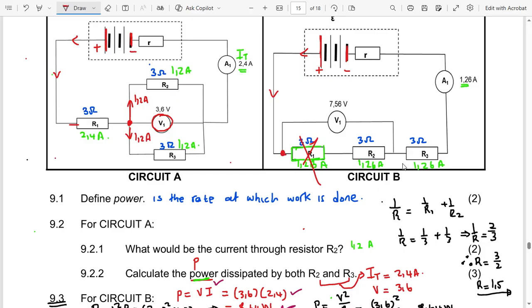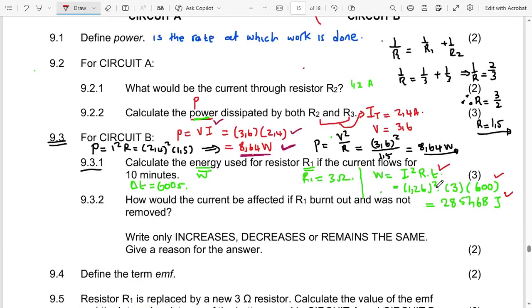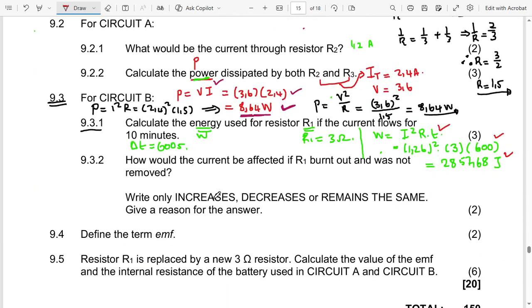It won't be able to pass through those other resistors. So the current will be stuck. So what happens? They only ask whether it will increase, decrease, or remain the same. We need to focus on how the current will be affected. So no current will go through the circuit. This tells you that the current will decrease, as there will be no current going into the circuit.